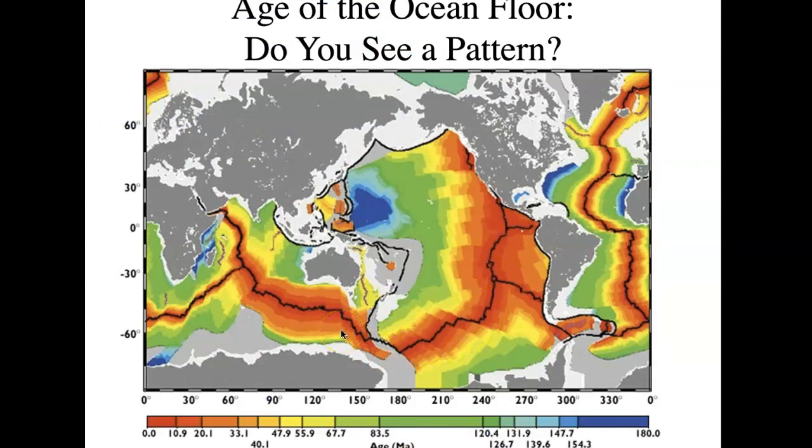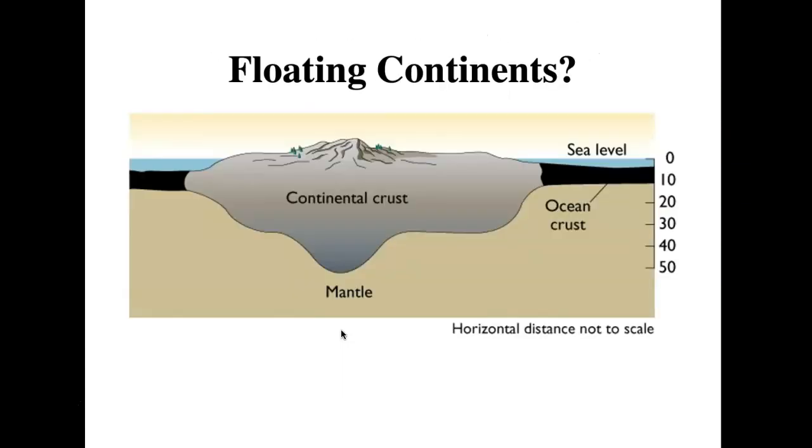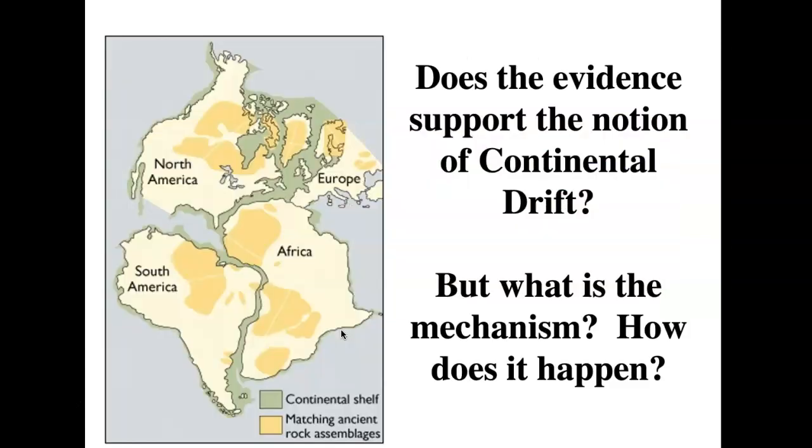So what we started to find is this pattern where new ocean floor was being made at the ridges and older ocean floor was found near the trenches. So again, this really was supporting this idea that these continents were floating on this semi-plastic layer of mantle below. And here's where we get into, and this goes more into the lab, we talk about, does this evidence really support this notion of continental drift? And if it does, what's the actual mechanism and how does this happen?